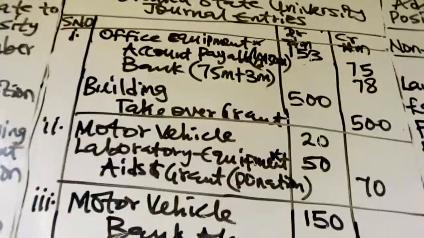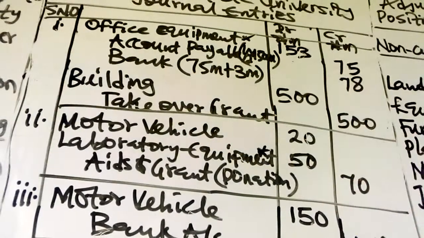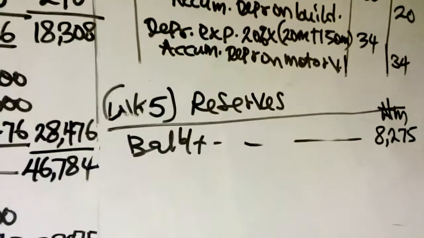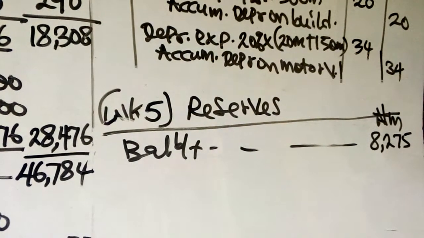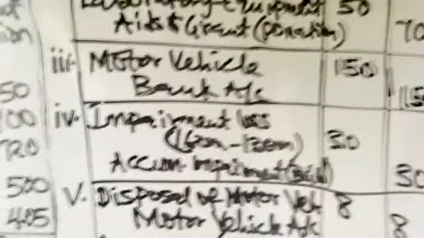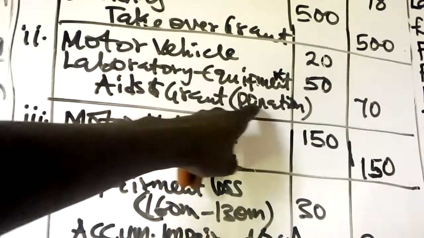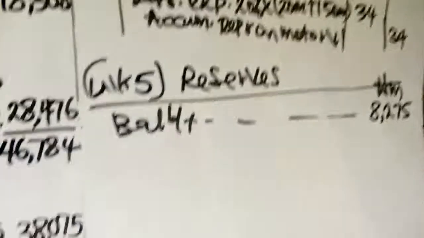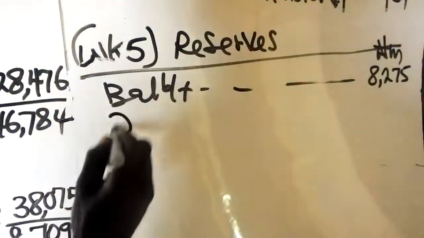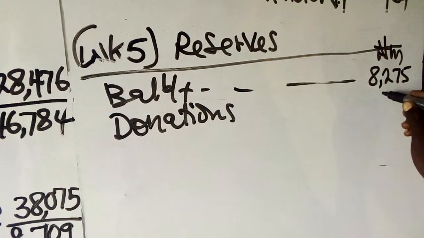The note 1 in journal doesn't affect reserves. We only have office equipment, accounts payable, bank, and building. Then we also have takeover grant, 500, which is on building. But let me record that separately. We can add it to our reserves, but we can also separate it. So we have note 2, that is donations. Donations of 70. Let's add it to our reserves. The donations received for both motor vehicles and laboratory equipment, and that is 70 million.